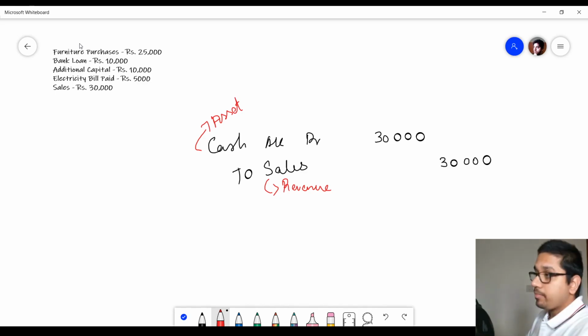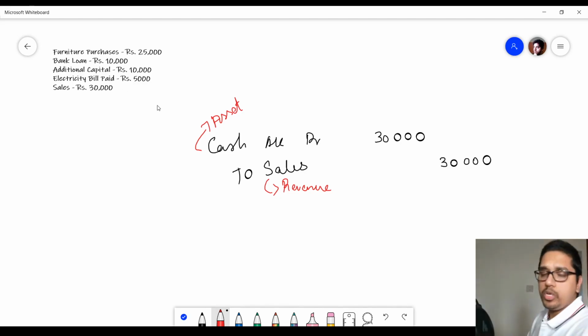Something that you can observe when you look at all of these examples: furniture as an asset, bank as a liability, additional capital as capital, electricity bill as expense, and sales as revenue. These are just simple examples that I've used to highlight to all of you, the viewers, how to identify what the transaction is, and whether it's an asset, whether it's a revenue, and in case of capital, what other account is being affected, and if it is a bank loan, is it a liability, and if it is a furniture purchase, is it through cash or is it through credit?